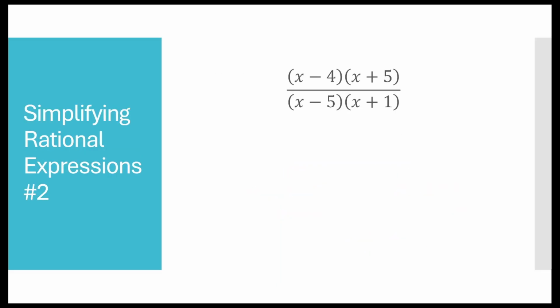Looking at this rational expression, we have x minus 4 times x plus 5 on the top, and on the bottom, x minus 5 times x plus 1. And these look pretty similar, but they're not exactly the same. So I cannot cancel an x plus 5 with an x minus 5. And if you're ever trying to double check, is that going to work or not? Just plug in any value for x. So if I plug in 1 for x, 1 plus 5 divided by 1 minus 5 is definitely not equal to 1. So I can't cancel those out. I actually can't simplify this anymore. It's exactly as simple as it can get.